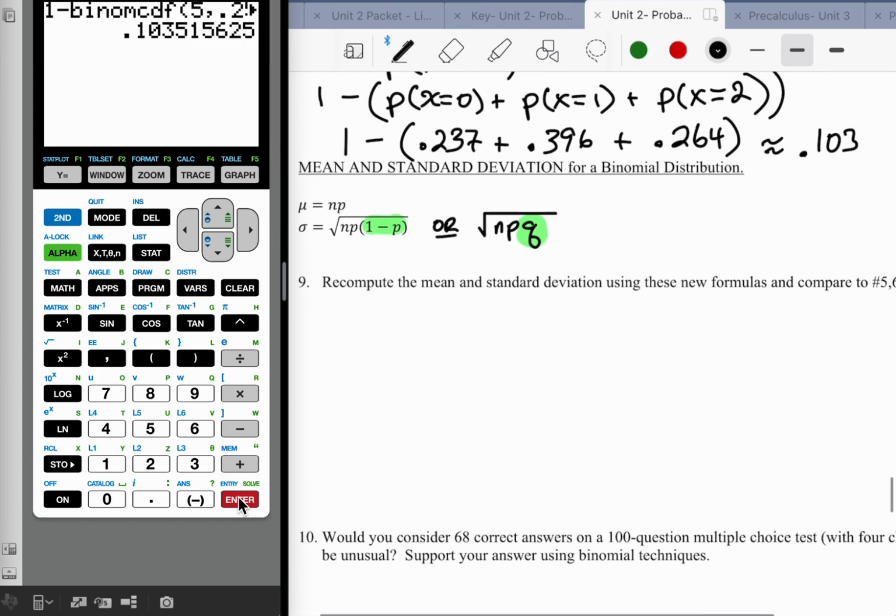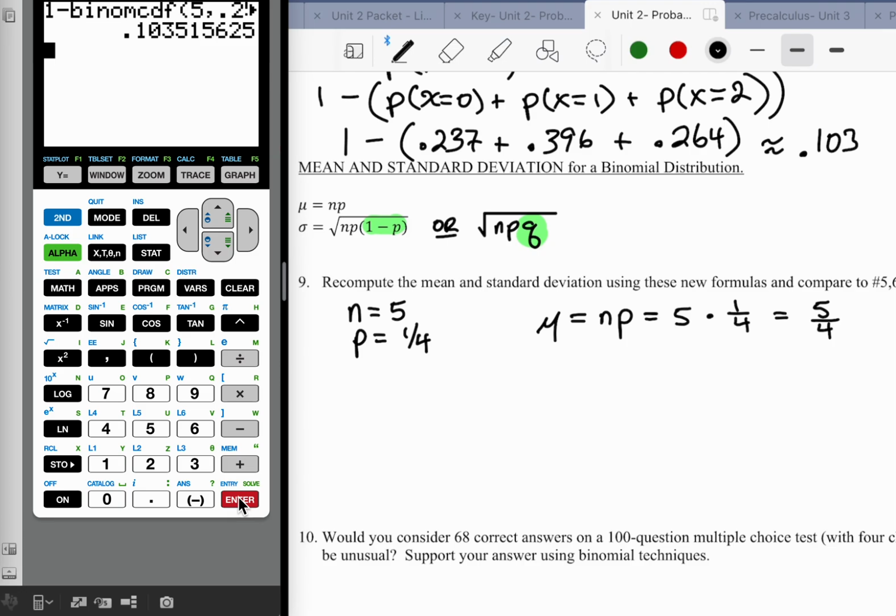So when I say recompute the mean and standard deviation using these new formulas, it's related to the original scenario, where the number of trials was 5 and the probability of success was 1/4. So mu would be equal to np, which is 5 times 1/4, which is 5/4, or 1 1/4. That's the expected value. Remember, the mean of a probability distribution is also known as the expected value.